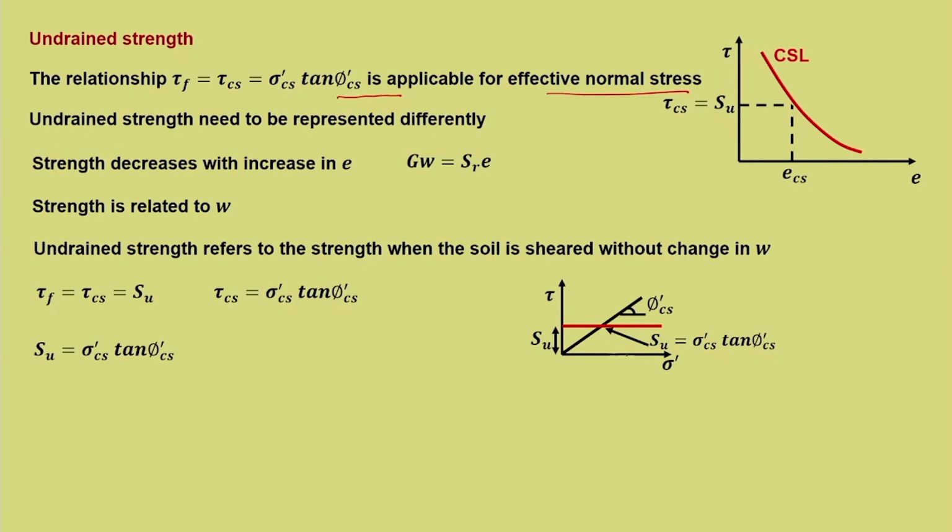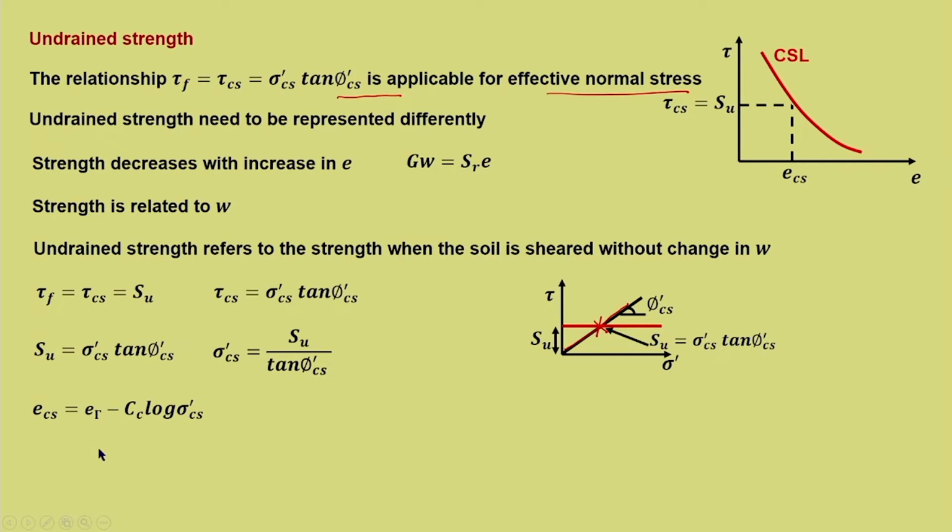So, this particular equation holds good and that can be explained in this manner. This is tau versus sigma dash and this is the Mohr Coulomb failure envelope. Now, this is the Tresca failure criterion wherein Su is the undrained shear strength. So, this point is what we are discussing about. This equation is very much valid. So, Su is equal to sigma dash Cs tan phi dash Cs. So, we can write sigma dash Cs is equal to Su upon tan phi dash Cs.